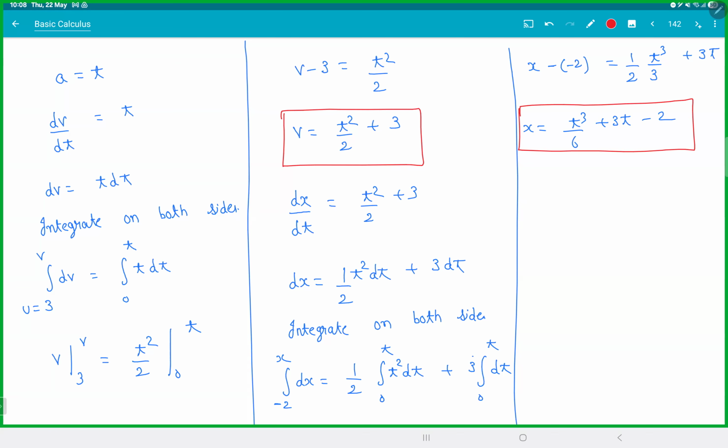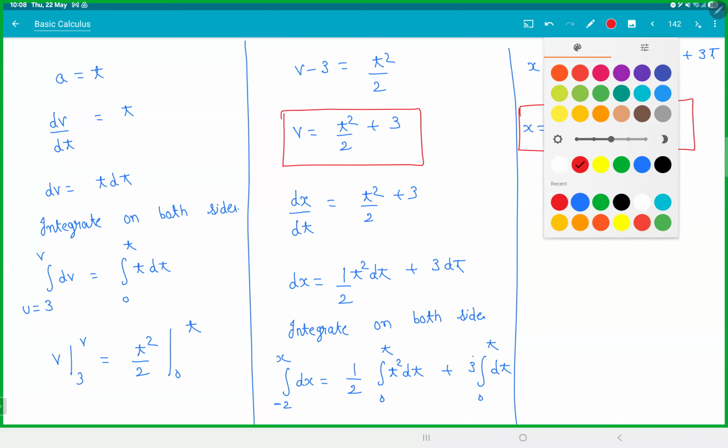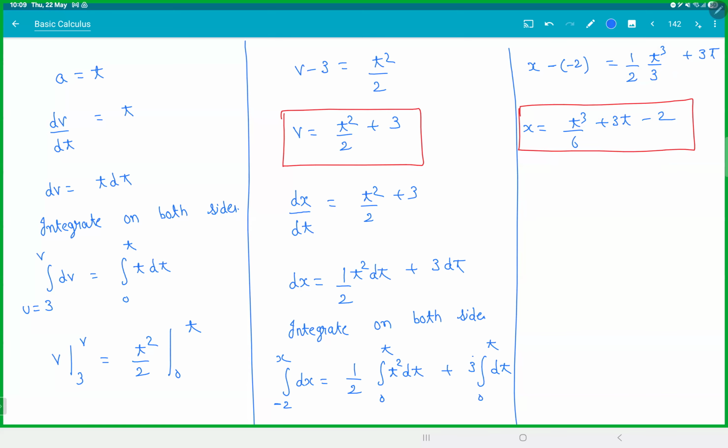Clear with this? Check. If you got this, great. If you goofed up, see where it went wrong, get your mistake, and then you're done. You're good. Any doubts on this?